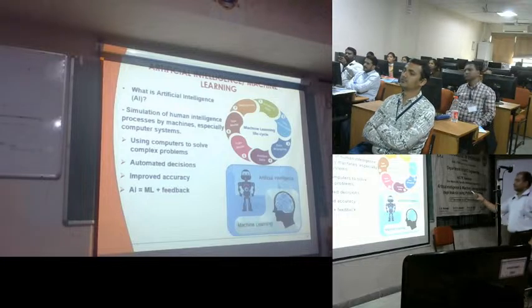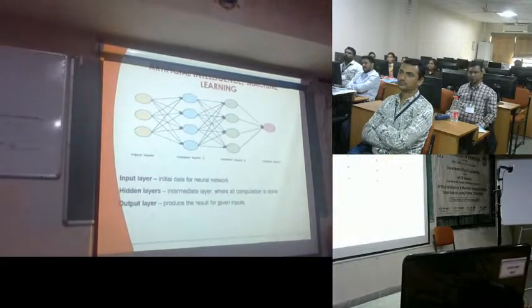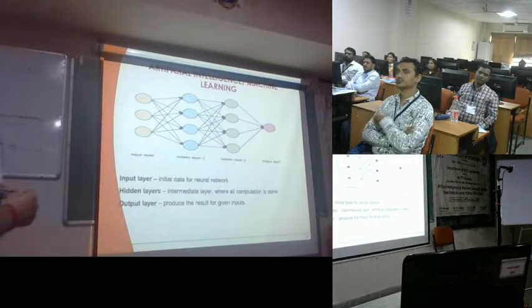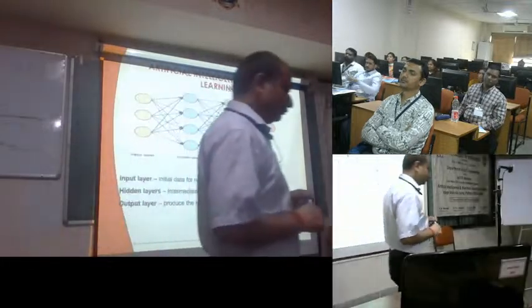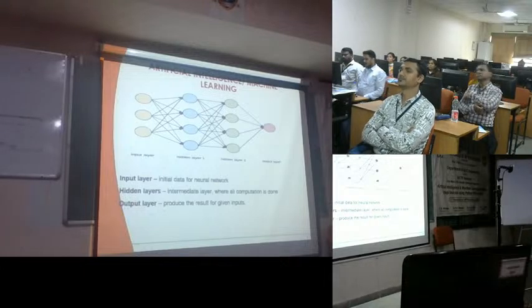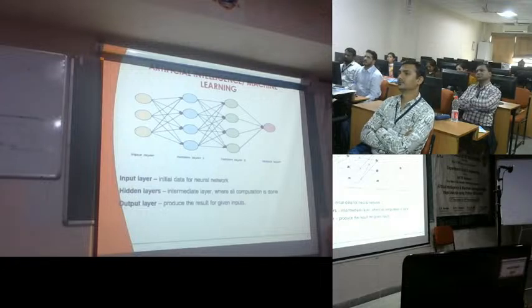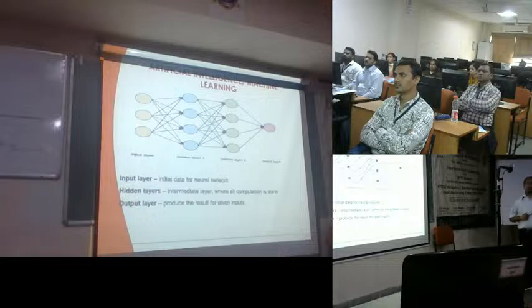So machine learning is basically a subset of artificial intelligence, because AI is equal to ML plus feedback. And how can we denote machine learning? It contains layers, a minimum of three layers. One is the input layer, one is the middle layer, and one is the output layer. The input layer is where we give the input. The middle layer is our artificial intelligence model, which gets trained, and in the output layer we get the observation, or the prediction.